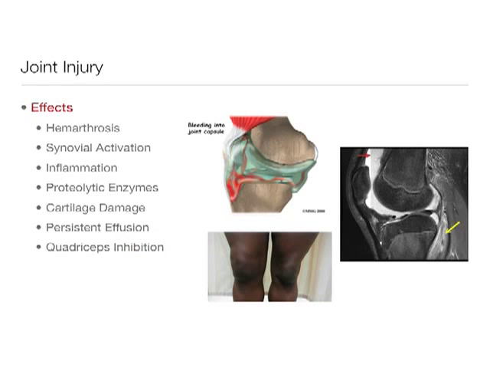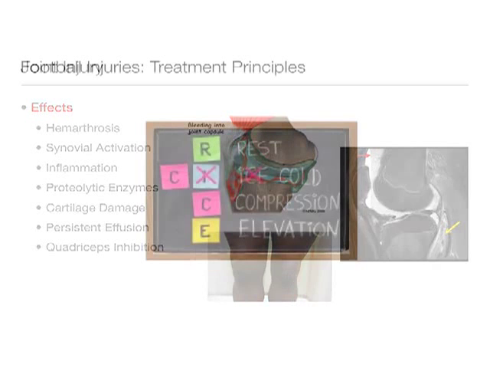Similar situation if we talk about joint injury. Most of the time, if you have a significant injury, you will find some hemarthrosis. There is some activation of the synovium with resultant inflammation, fluid buildup in the joint. Again, involvement of proteolytic enzymes that can cause, for example, cartilage breakdown and apoptosis, but also can lead to persistent fluid buildup in the joint and associated inhibition of the quadriceps, which is protective of the joint.